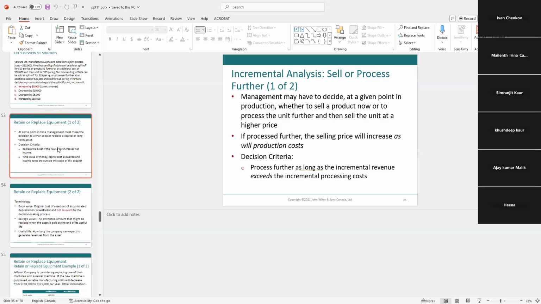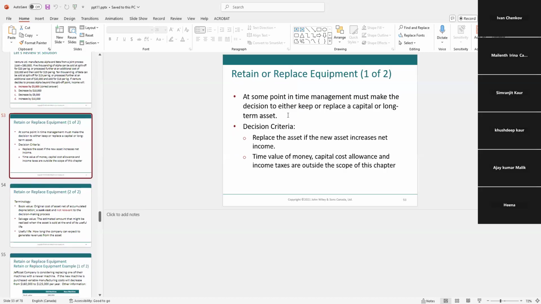And the next one that we covered in the class was to replace equipment or keep the old one. So we're going to replace this asset only and only if the increase in net income or the savings that the new asset is going to generate is more than the cost of the asset.